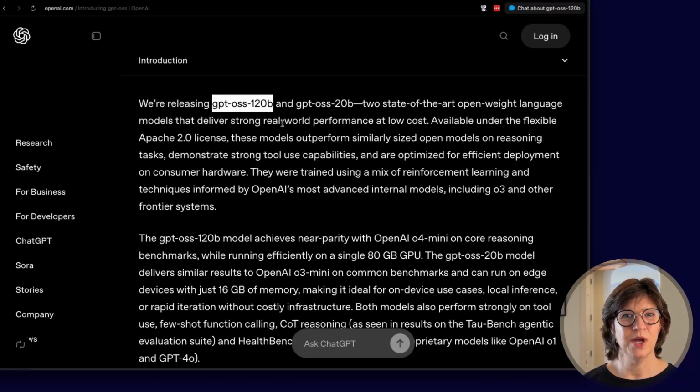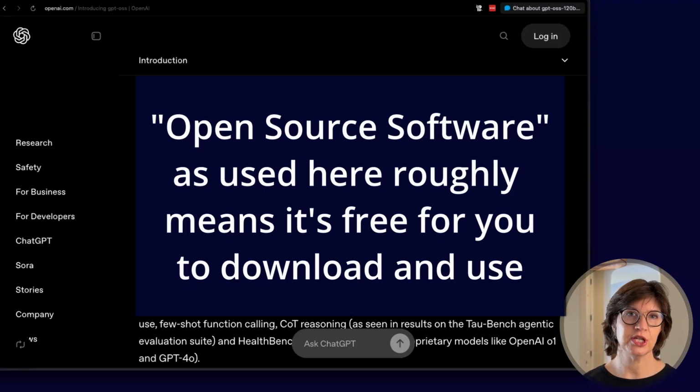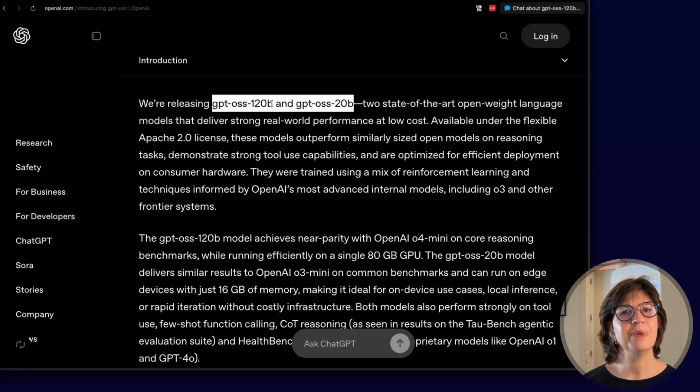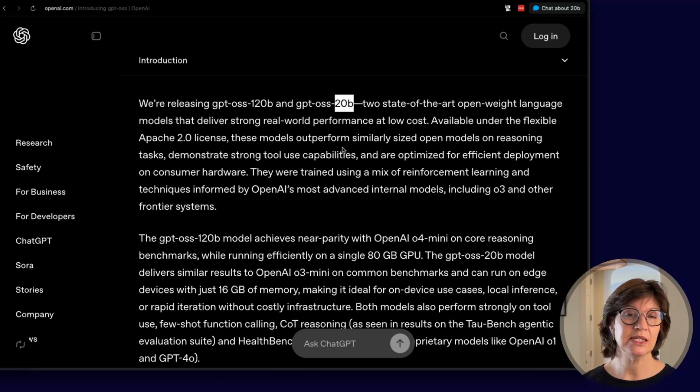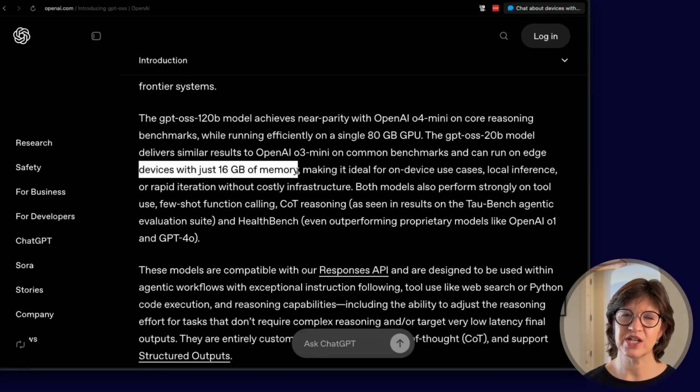My next question, what do these names even mean? GPT-OSS 120B and GPT-OSS 20B? So this just means this is the GPT open source software 120 billion or 20 billion parameter models. So basically one has a really big brain and one has a slightly smaller but still really large brain. The 20 billion parameter model, they say, is small enough to run on a device with just 16 gigs of memory. That's like a powerful laptop. So if you downloaded this and had it running on a laptop, it's conceivable you could use it without being connected to the internet. We'll come back to that in a minute.